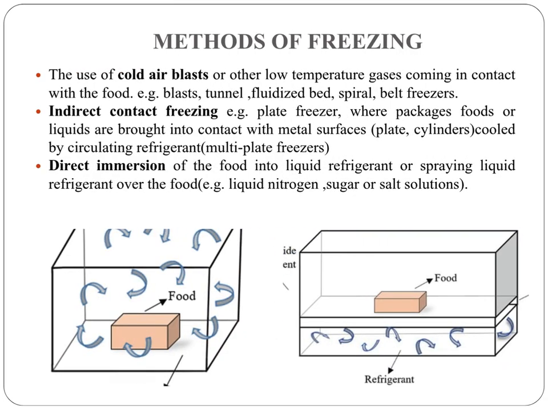There are different methods of freezing food products. The first method uses cold air or low-temperature gases. Examples include blast freezers, tunnel freezers, fluidized bed freezers, spiral freezers, and belt freezers. The second method is indirect contact freezing. In this method, food comes in contact with refrigerated metal surfaces such as in plate freezers. The third method is direct immersion freezing. Here, food is immersed in or sprayed with refrigerants such as liquid nitrogen. The choice of freezing method depends on the type of food and processing requirements.